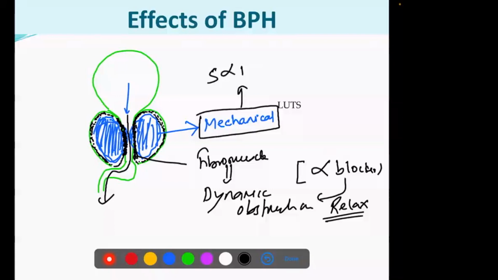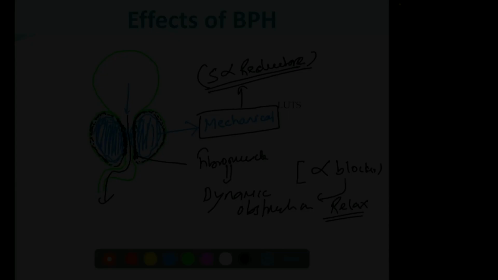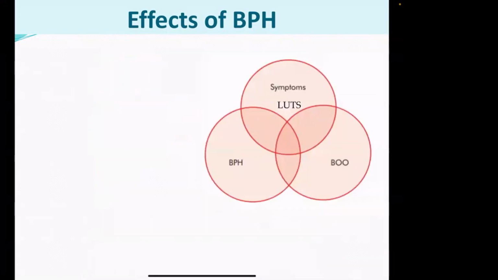These are the drugs we use. Okay, I'll explain later on again. So to reduce the mechanical obstruction, we have to give a drug that decreases the size of the prostate. And the effect of BPH is complications.